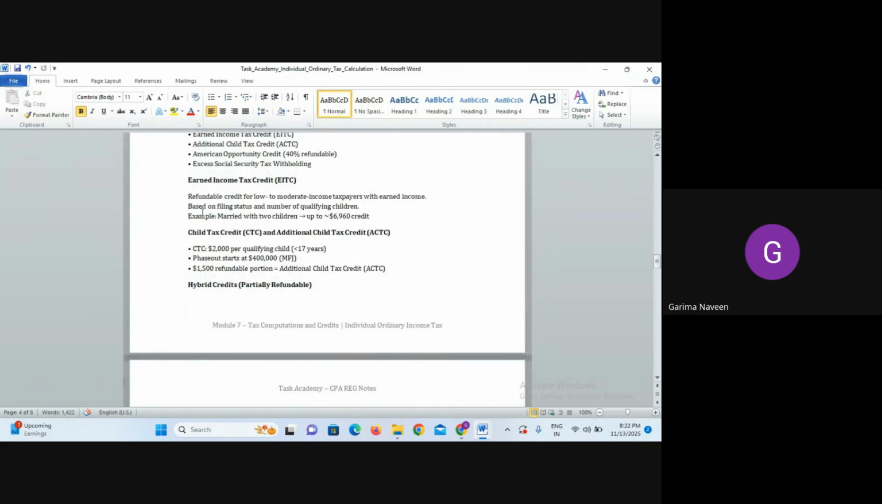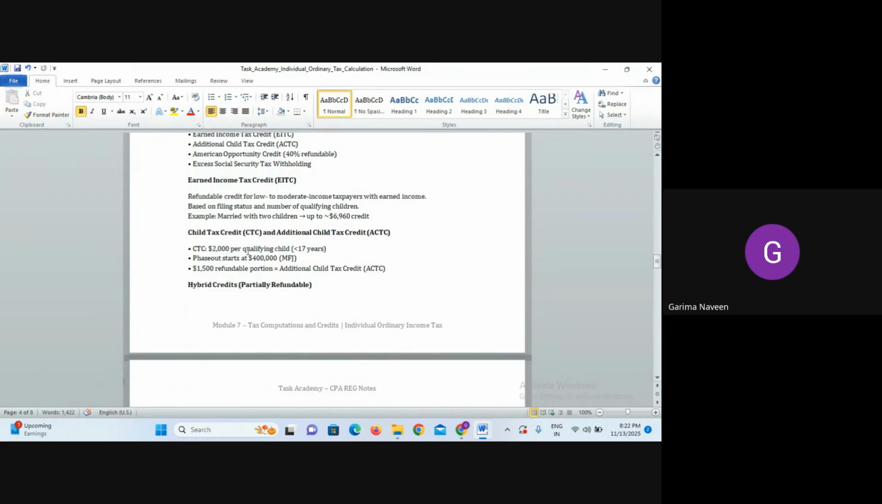Next is child tax credit and additional child tax credit. This is a credit generally given for the dependent. You can get up to $2,000 of child tax credit for a qualifying child who is less than 17 years of age. Some phase out also applies, meaning if your income exceeds some amount, then this credit will decrease depending upon the phase out limit.